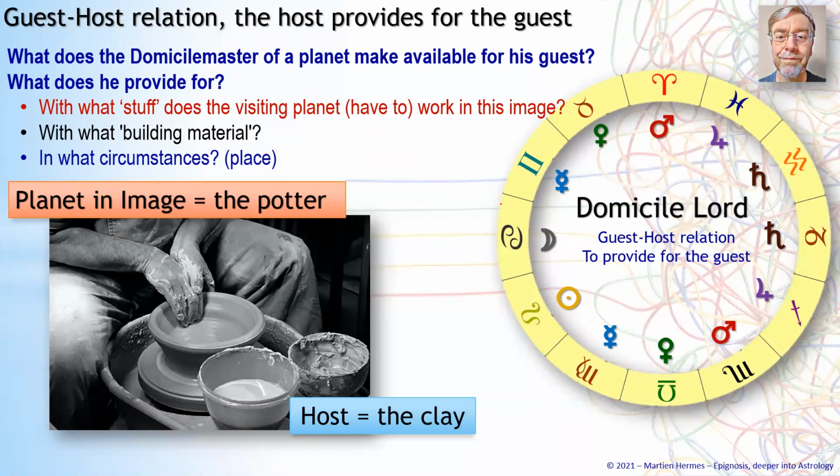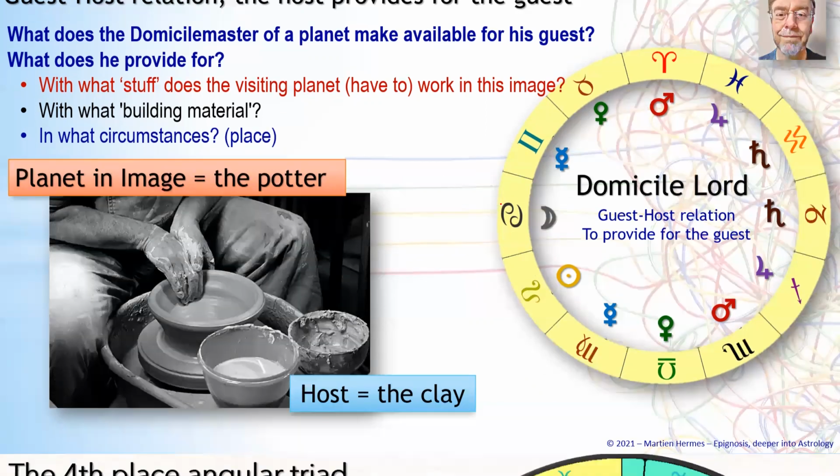Again, one of the things I introduced in the webinar with Cuta is the interesting concept of oikeiosis, the guest-host relation. What stuff does a planet supply for a planet that's the guest in its domicile? So that has to do with building material and circumstances. So let's have a quick look at that.